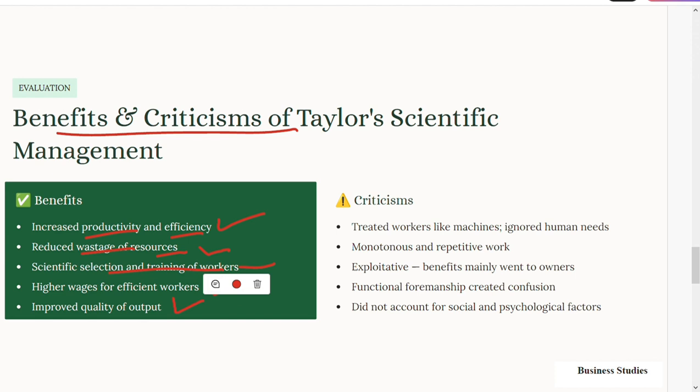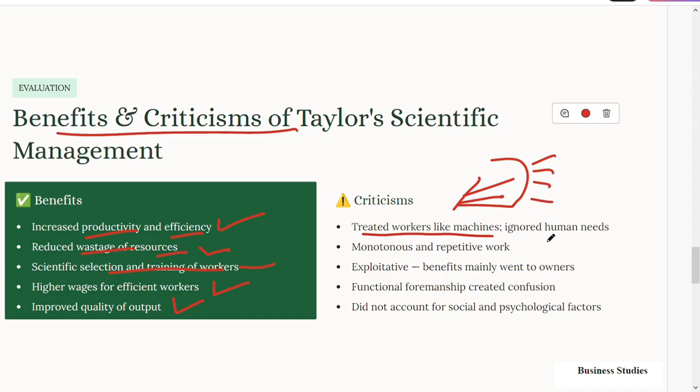But criticism क्या होती है? He treated workers like machines. It's not like that. People are working like machines, and every person has a different capacity to work, and that would be totally unacceptable. When the people are doing the same work, they should be given different kinds of salary. Ignore human needs. So he is completely ignoring human needs, rather he is treating people like machines.